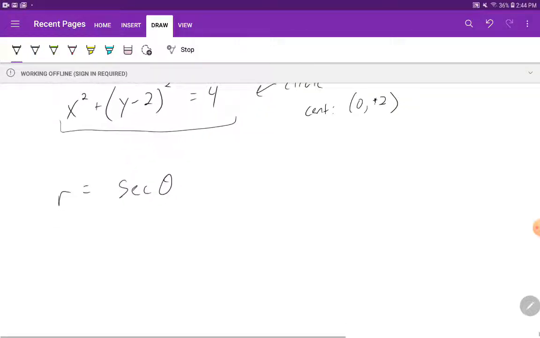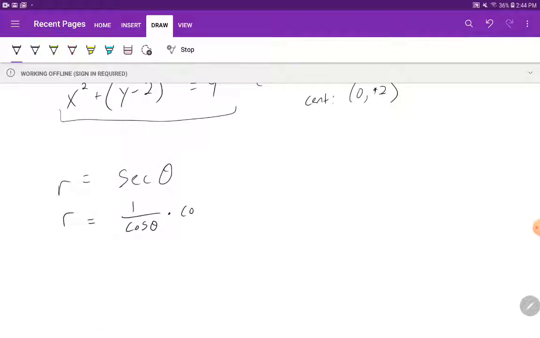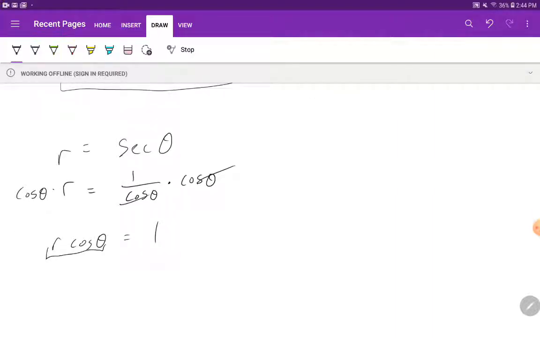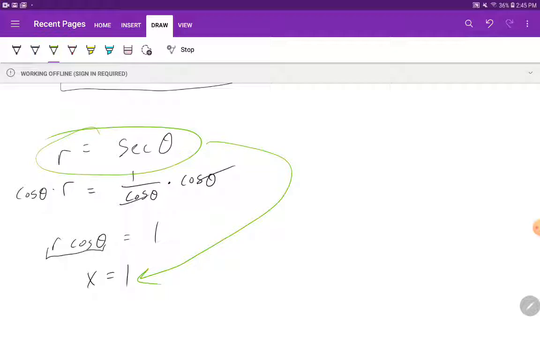Well, I know that secant of theta is the same thing as 1 over cos theta, isn't it? And if that's the case, well, I can do some algebra here. I can multiply cos theta to both sides, and oh my gosh, I have r cos theta on the left side is equal to 1. And this should look familiar. That's one of our conversion factors. R cos theta is x equals 1. Oh, snap. John, you're telling me that r equals secant theta is just a vertical line at 1? Yeah, it is. Pretty gnarly, right?